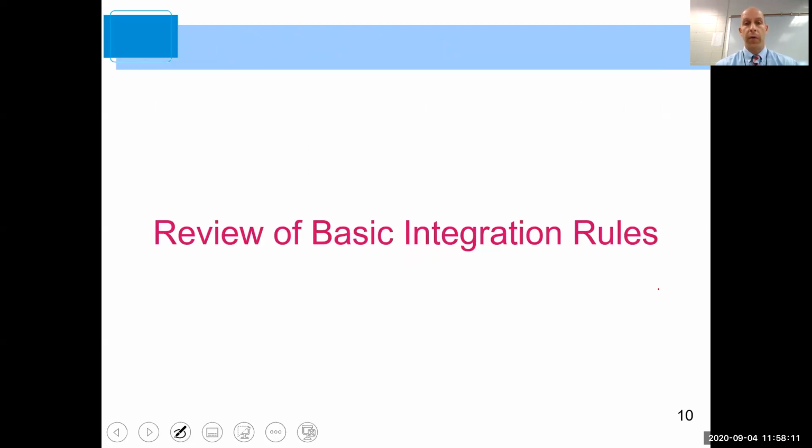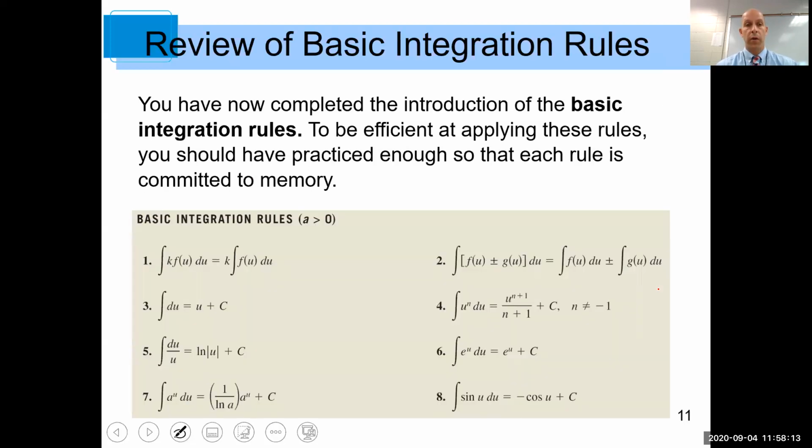Okay, finally, I want to just review some of the basic integration rules. So the first basic integration rule is the constant multiplier. If you have a constant k inside of an integral, you can pull it out. 2, if you're going to integrate a sum, it's going to be the sum of the integrals. 3, if you're going to integrate just du, it's going to just be u plus c. In other words, it's a linear function.